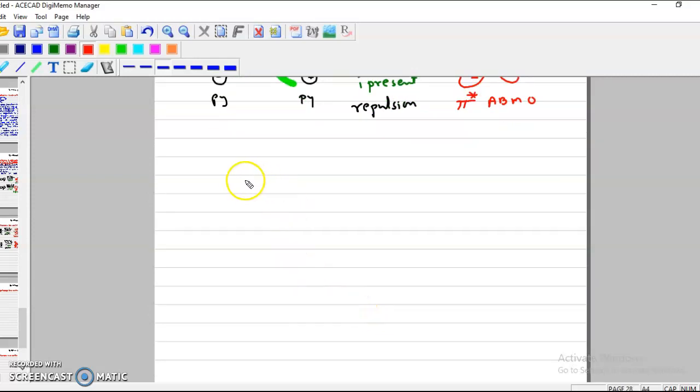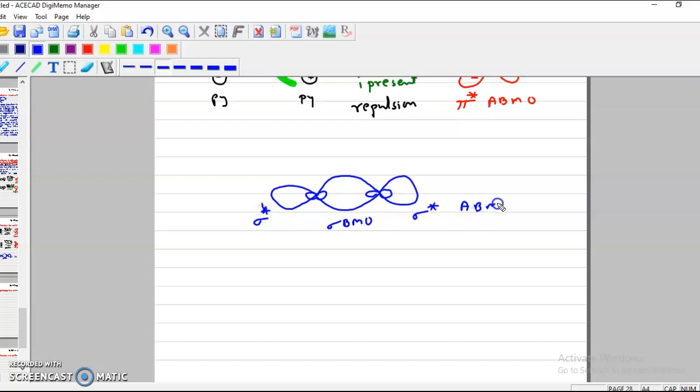Now I will show you how to show both orbitals simultaneously. For example, if you want to show two sigma orbitals, BMO and ABMO, we show it like this: this is the BMO orbital, and at the same level you will find the ABMO orbital also. So here we can show BMO and ABMO orbitals of sigma type at the same time. This is sigma BMO in the center, and on the left and right you will find sigma star orbitals. These are ABMO of sigma type.